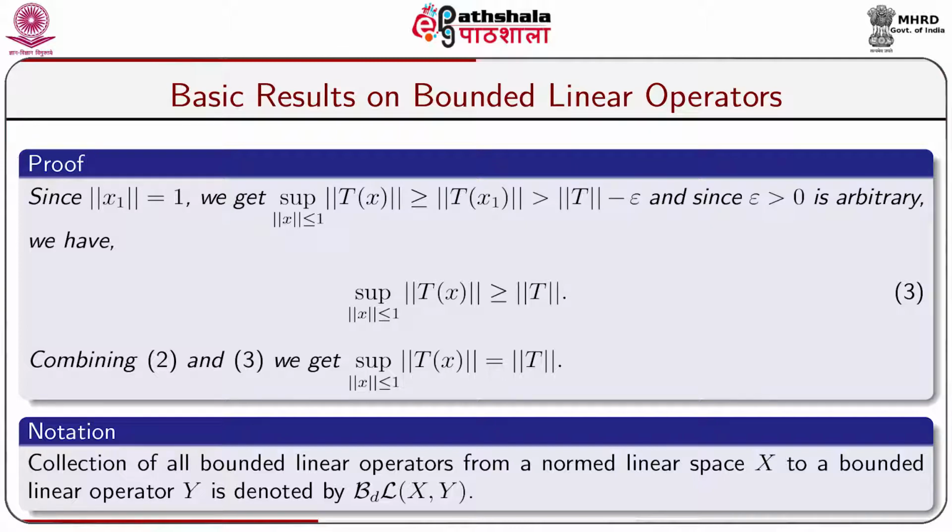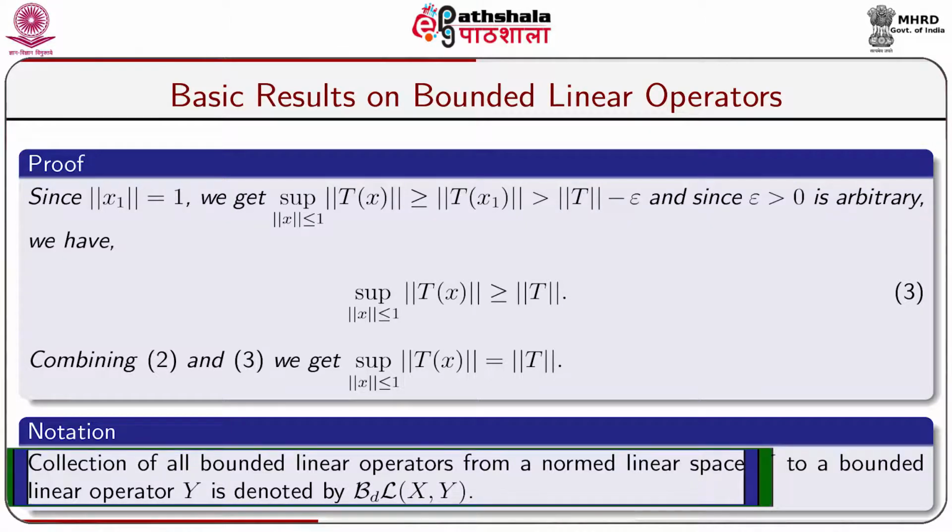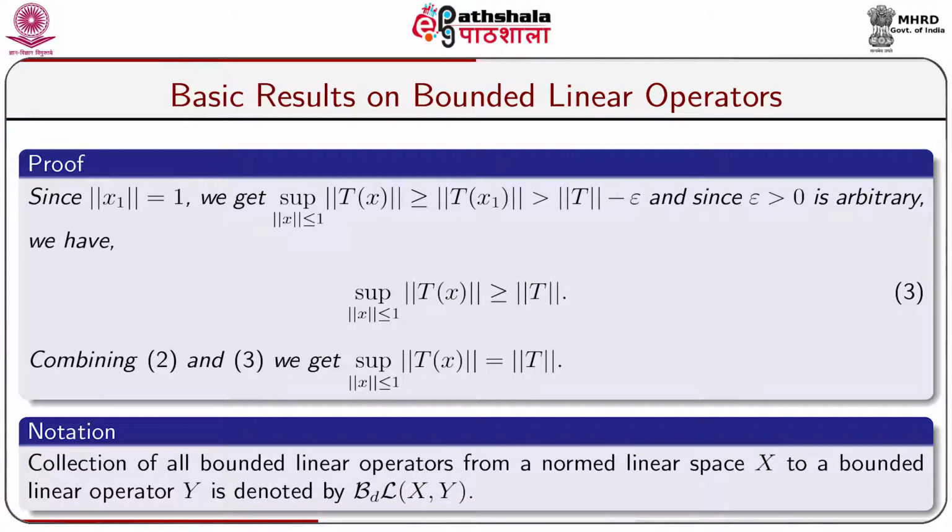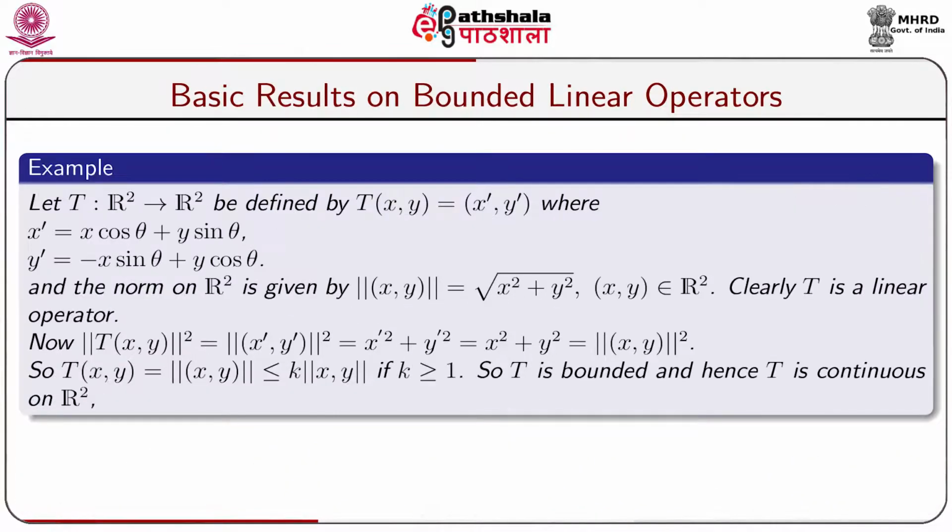Now, here we shall use some notation. The collection of all bounded linear operators from a normed linear space X to another normed linear space Y is denoted by B(X, Y), that is, the collection of all bounded linear operators from X to Y. Let us take an example.